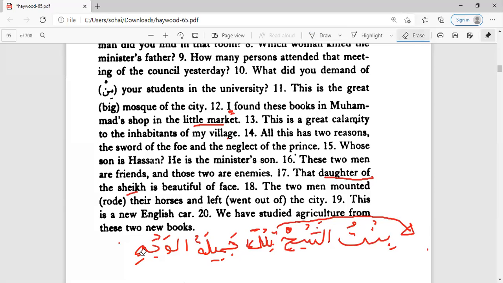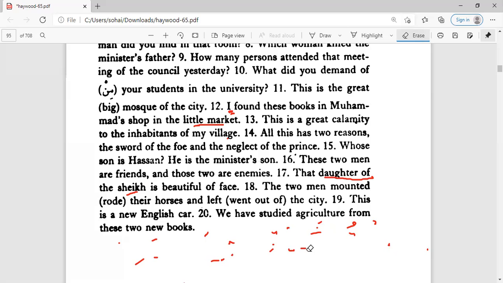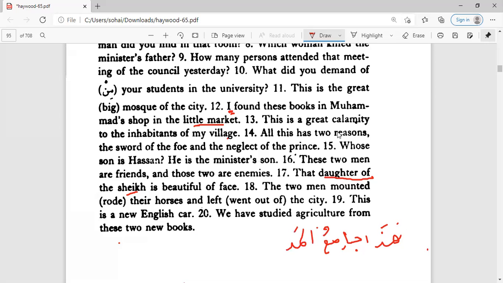Okay, Nazir, you do number 11. This is the great mosque of the city, the great big mosque of the city. This is a complete sentence, so we'll start with haza. Haza jamiatul madinati. Haza jamiatul madinati al-kabiri.